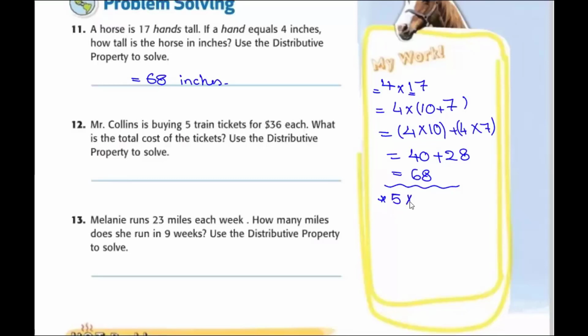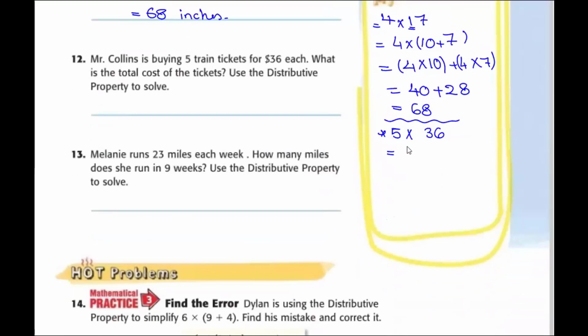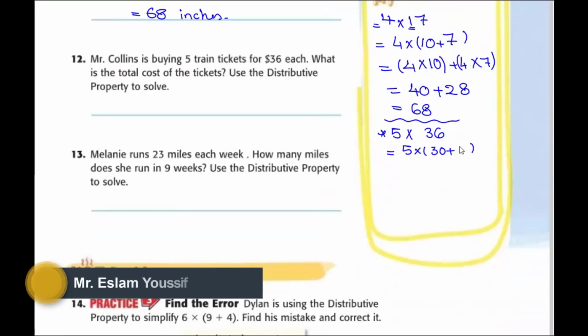5 by 36 equals 5 by brackets. Then we put 30, plus what?